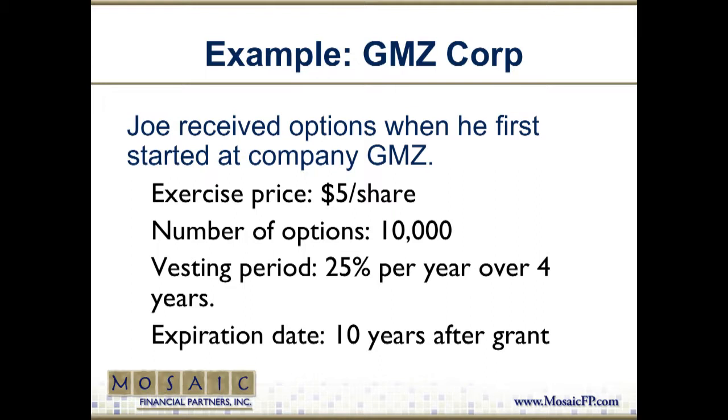Joe's going to vest in those options 25% per year over 4 years. So in my example here, every year on the anniversary date of those options, Joe has access to 2,500 of the 10,000 options. So after 4 years, he's got access to all 10,000 options. And let's assume an expiration date 10 years after grant.